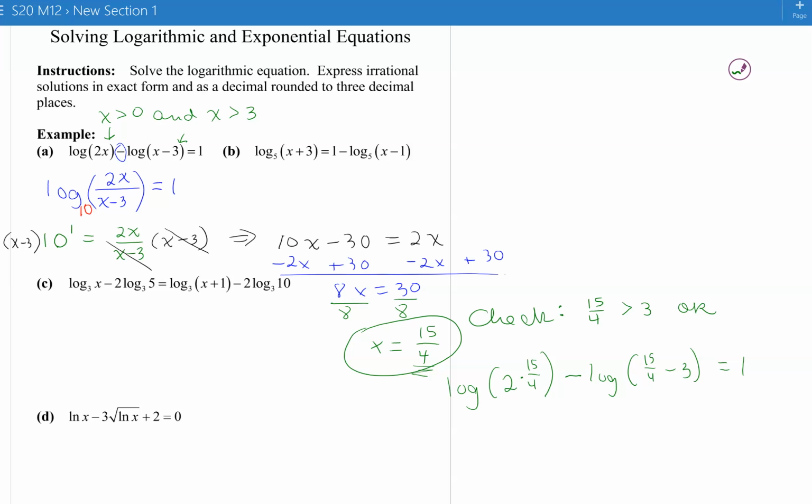So do make sure that you check, though. You can't just ignore the check step. Sometimes there's only one answer that works. Sometimes there's no answer that works. So don't neglect that check step.